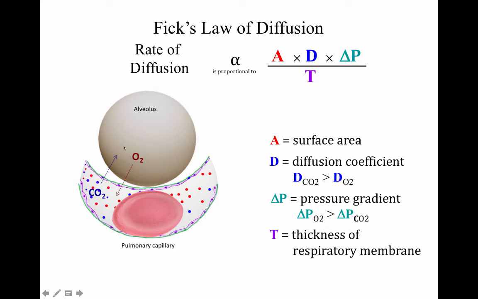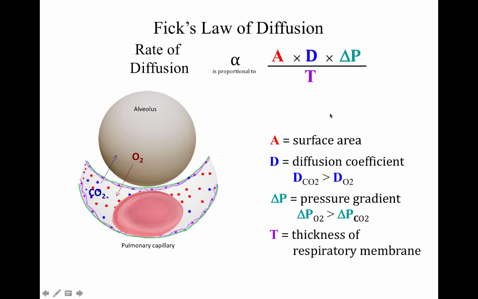And so that's why we see carbon dioxide with its diffusion coefficient being so much greater than that of oxygen, and then moving through the same membrane at its own relevant pressures, we see that we have a rate of diffusion for carbon dioxide that is pretty readily available.